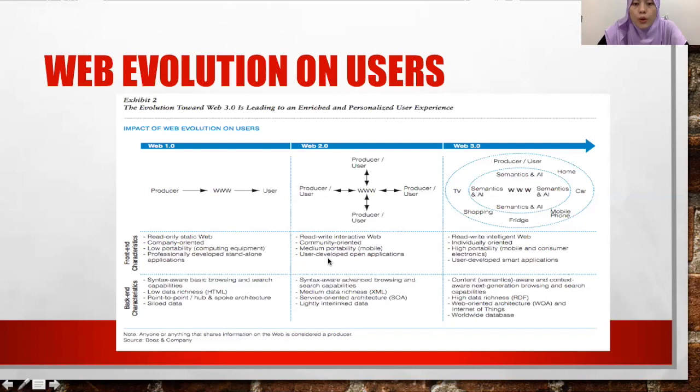So we have entered here Web 3.0. Can you see the layers in Web 3.0? It's no longer just the producers and the users. It is also the Internet of Things, semantic webs, artificial intelligence, because the producers, everything else, mobile phones, fridge, TV, everything's connected to one another. So you have the social web, and then you have the Internet of Things.